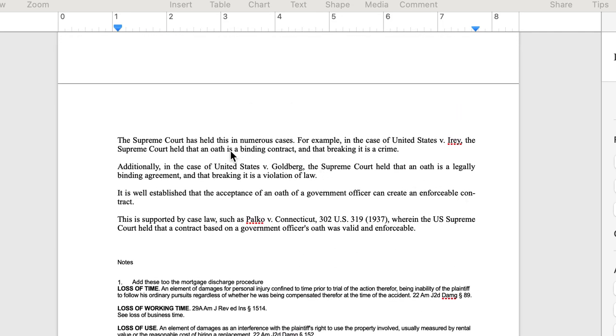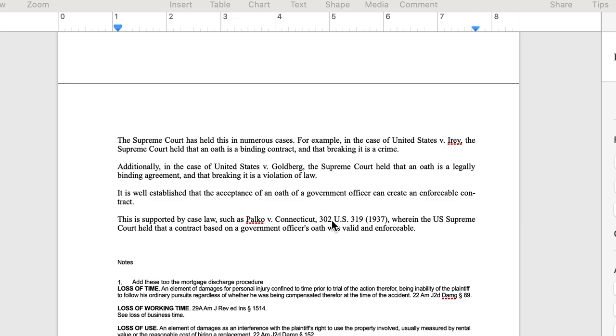The Supreme Court has held in numerous cases, for example, in the case of the United States versus E-Ray, the Supreme Court held that an oath is a binding contract and that breaking it is a crime. Additionally, in the case of the United States versus Goldberg, the Supreme Court held that an oath is a legally binding agreement and that breaking it is a violation of the law.